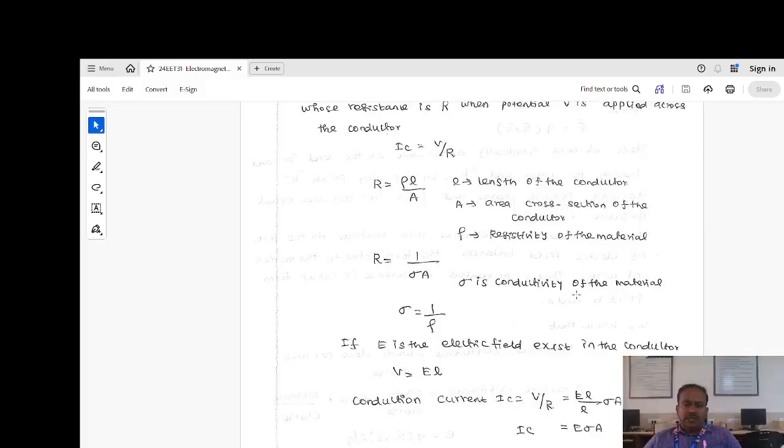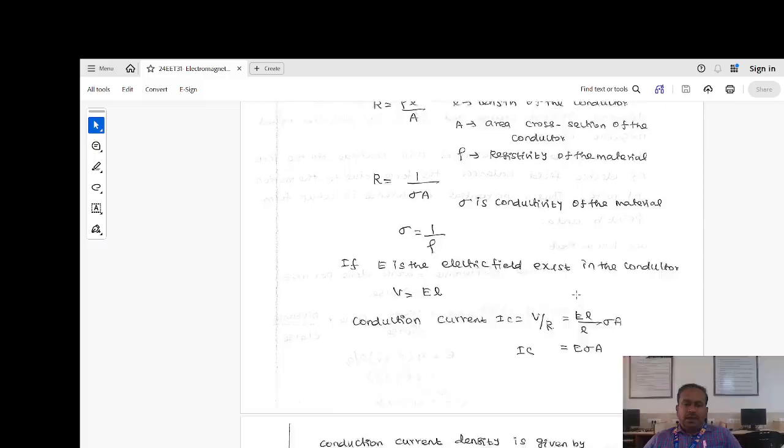So the conduction current can be written as IC equals V by R. Since V equals E into L, we substitute that value: E into L divided by L by sigma A. Therefore the conduction current IC equals E into sigma into A.